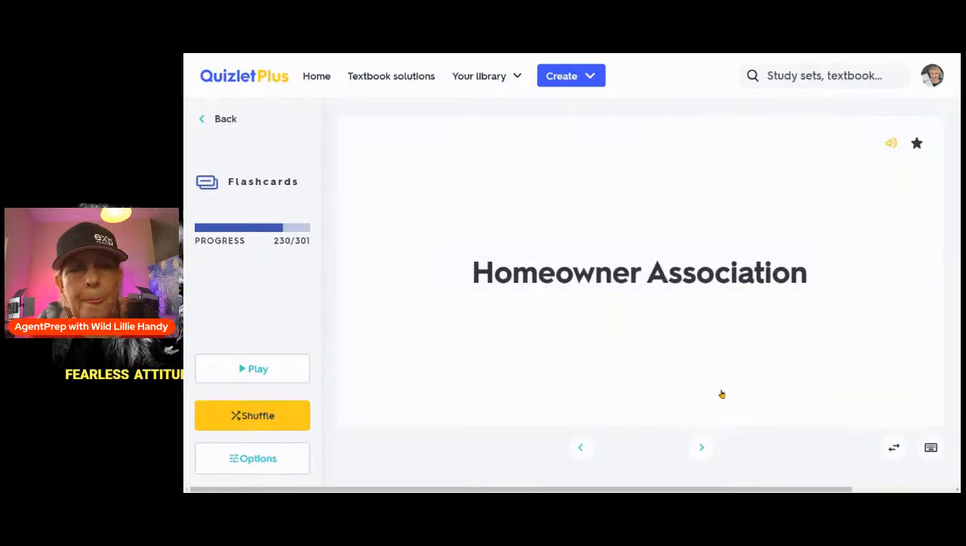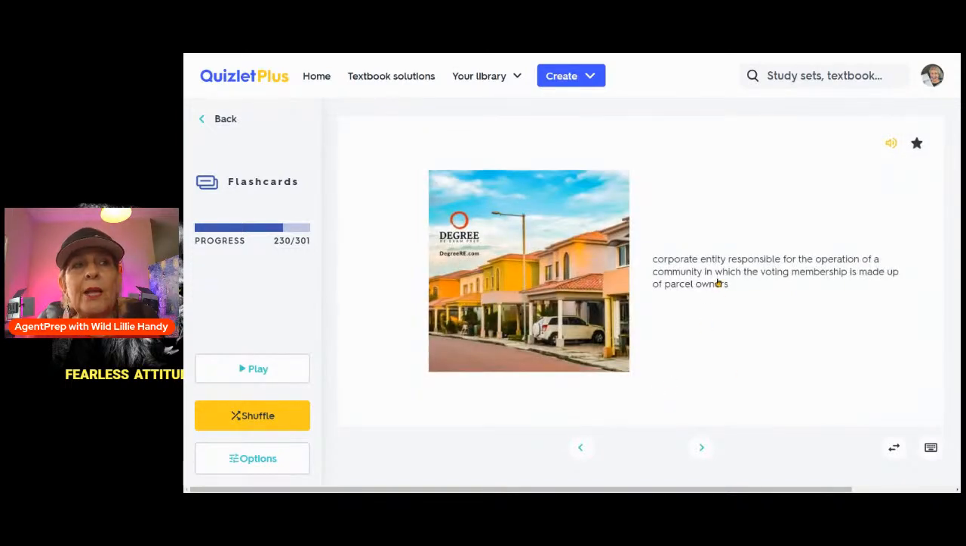A homeowners association. Homeowner Association. Different than condominium association. A corporate entity responsible for the operation of a community in which the voting membership is made up of parcel owners. So here you have houses, they're separated, okay? The walls are separated. Condominium would be connected. These are homes, okay? There can also be townhomes that have connected walls.